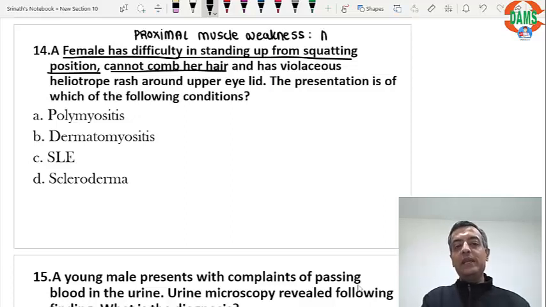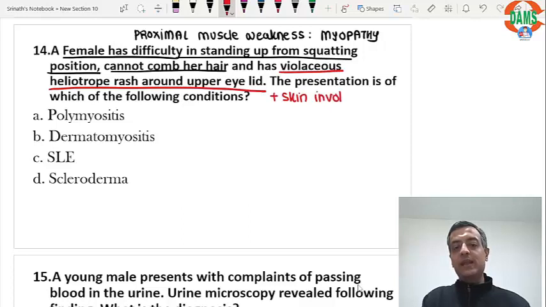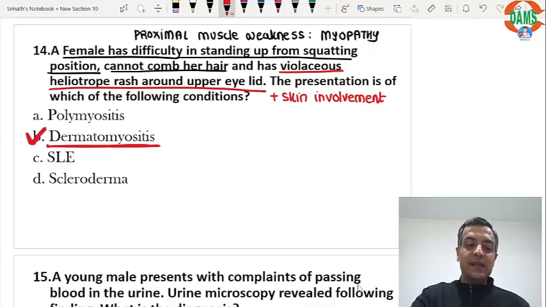which indicates myopathy. But along with the myopathy, she is having a violaceous heliotropic rash over the upper lid. That is, she is also having skin involvement along with muscle weakness, which is typical of dermatomyositis, we can say that.